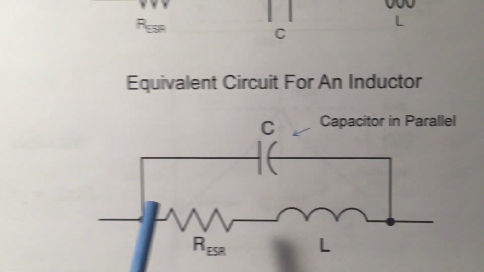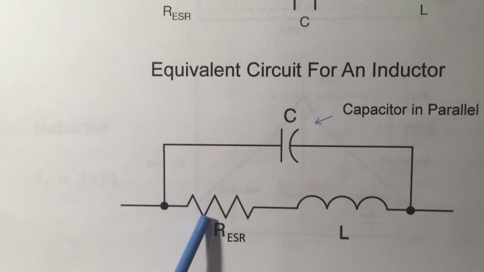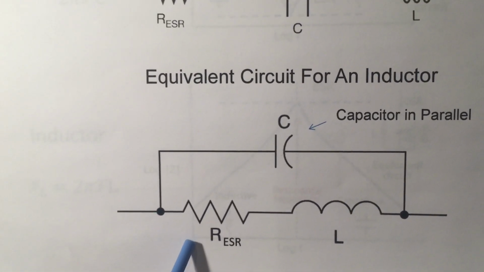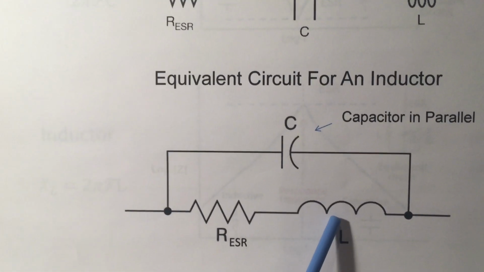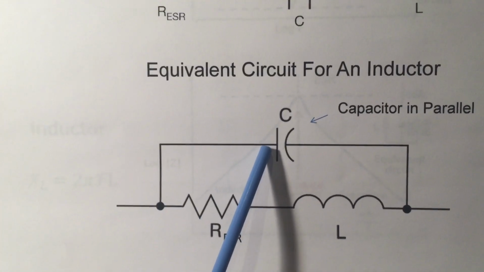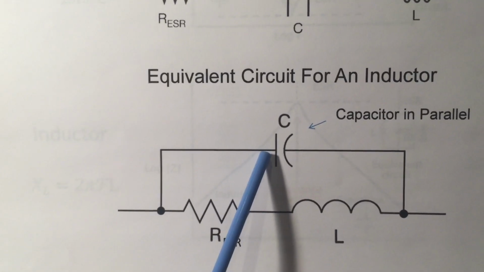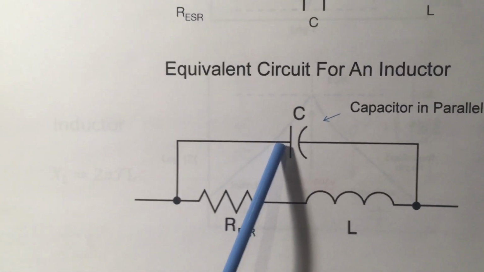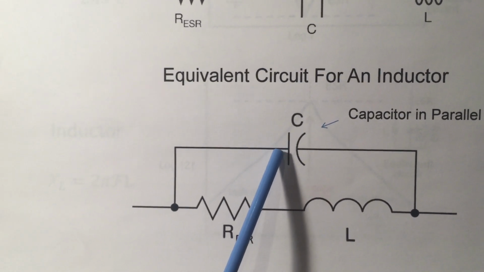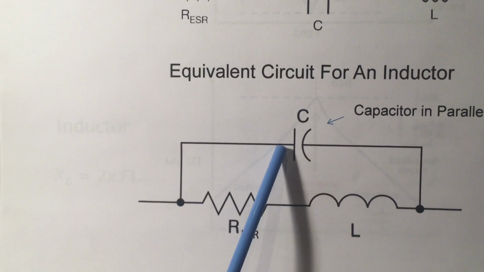And here's the equivalent circuit for an inductor. So we have, again, equivalent series resistance, we have the inductor itself, and we have a capacitor. The capacitance typically comes from the windings being close to one another, and that creates some capacitance between each winding. So we have parasitic capacitance.